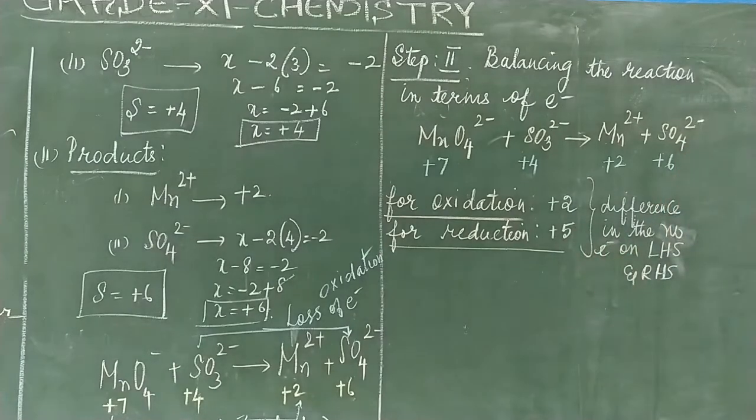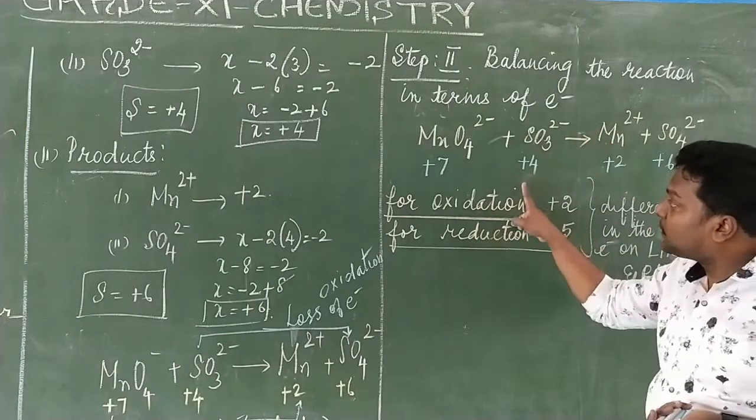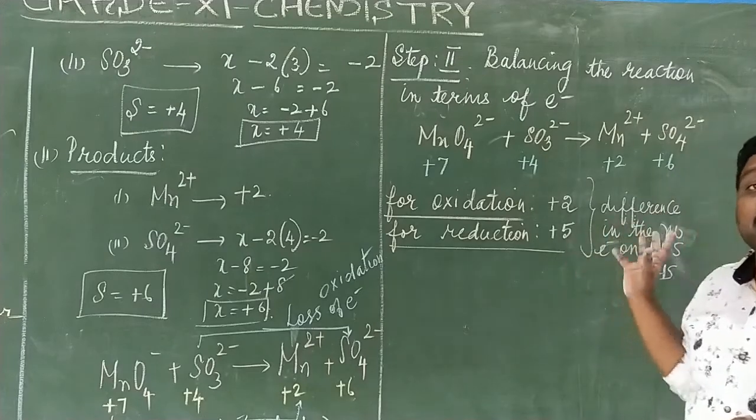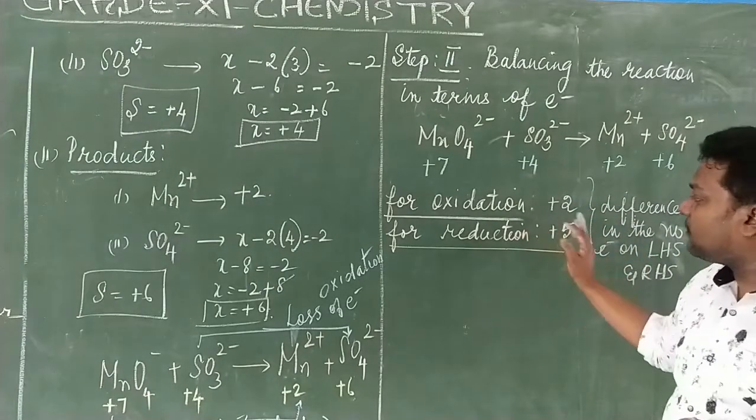So what should I do? The electrons that oxidation gives should be equal to the number of electrons gained. Oxidation is equal to reduction.